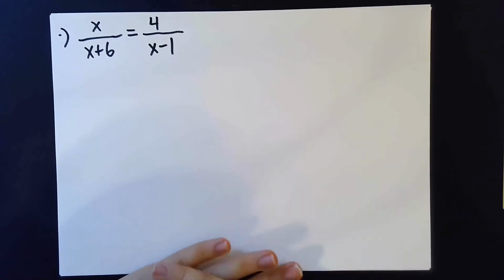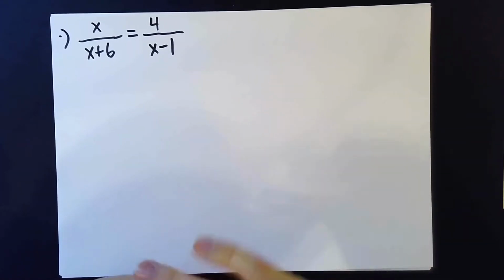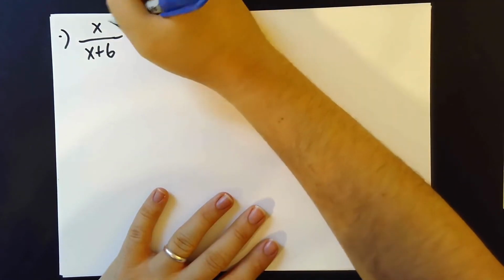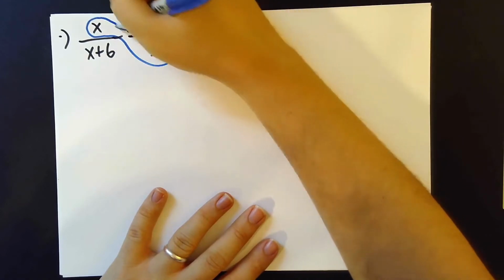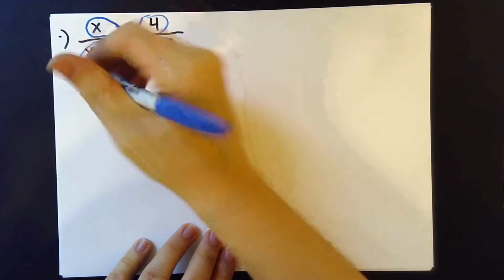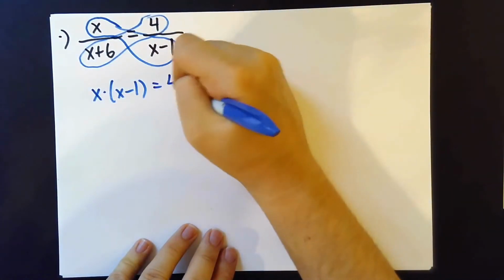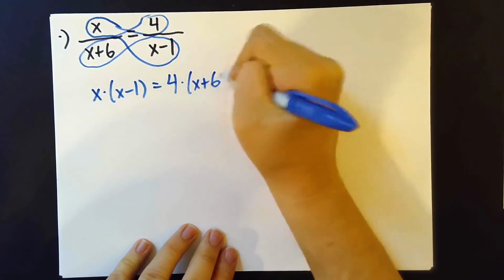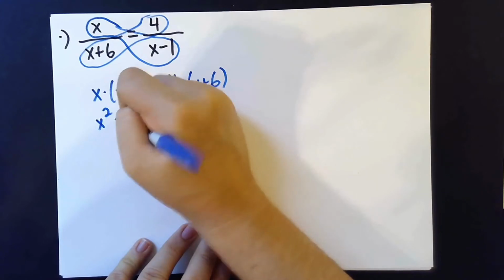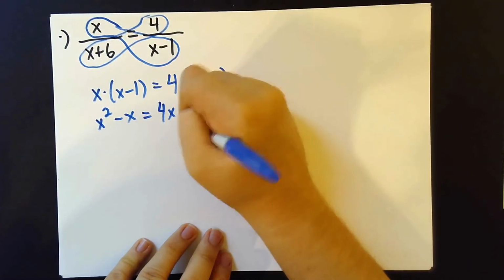All right, I want to do another example of cross-multiplying, just so you have a couple to look at. So here I have fraction equals fraction, so I can multiply them across like this. And so I will get x times (x minus 1) equals 4 times (x plus 6). So I will get x squared minus x equals 4x plus 24.